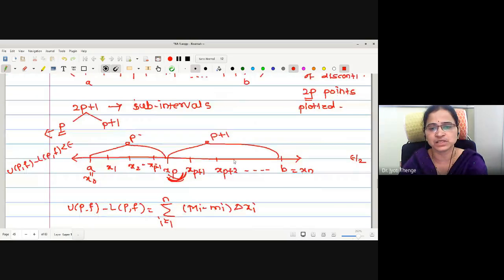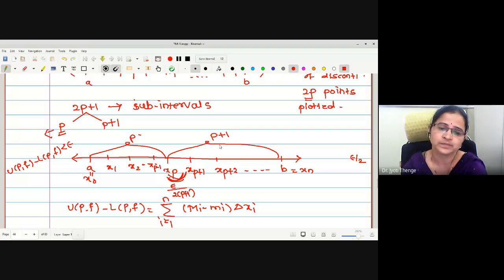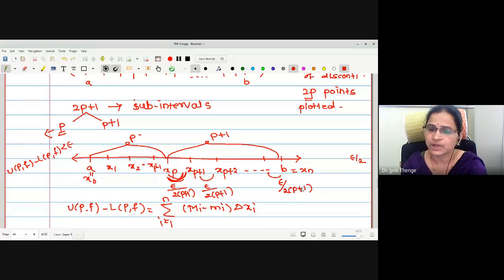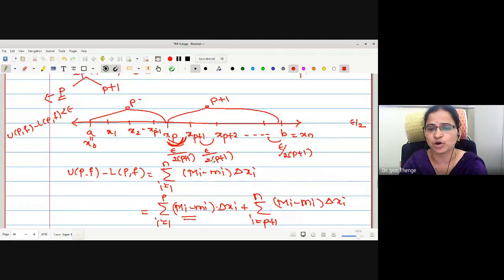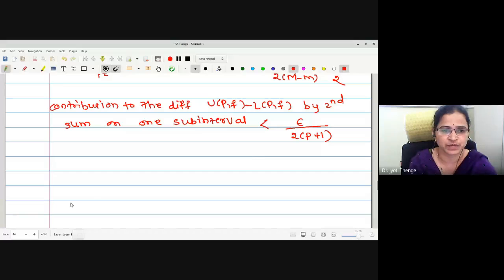Why have I written p plus 1? The contribution to the difference is epsilon upon 2 times p plus 1 by one interval. Then what is the contribution by the p plus 1 intervals? This is also epsilon upon 2 times p plus 1 for the last one also. So this is p plus 1 times epsilon upon 2 times p plus 1, therefore it will get cancelled. So this is just a part of adjustment. Therefore, on one subinterval we have adjusted this.